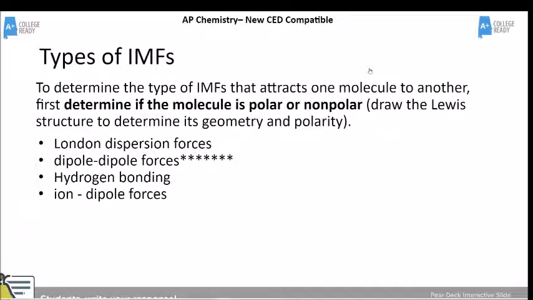Hydrogen bonding isn't really a bond so much as it's a force of attraction that's stronger than the typical dipole-dipole force. And then you've got ion-dipole, and those are pretty simple. So let's jump in and see what we can see.